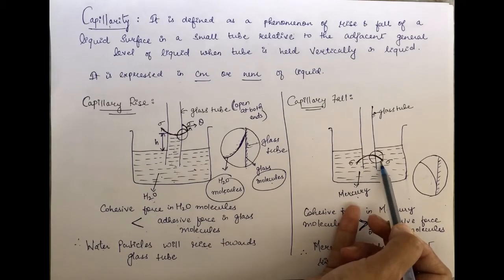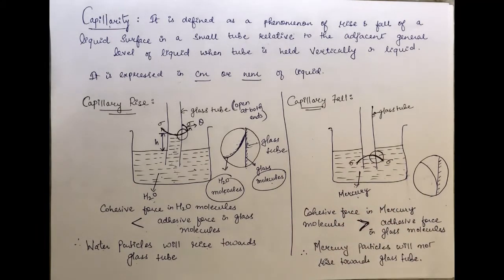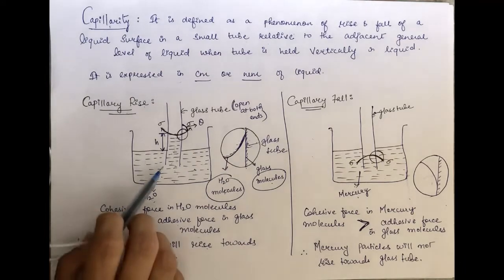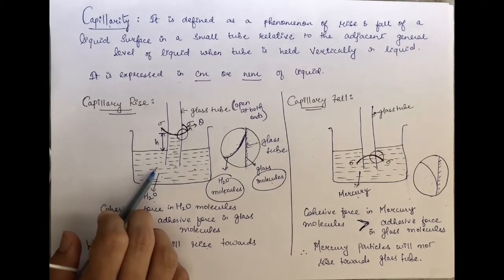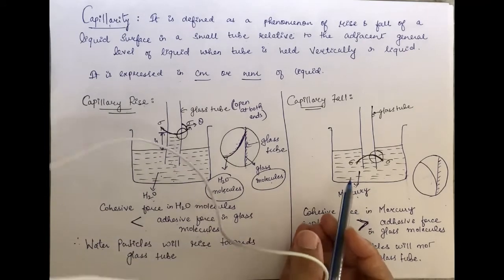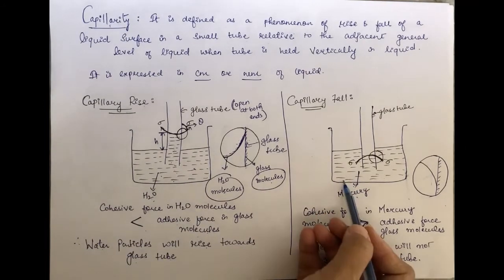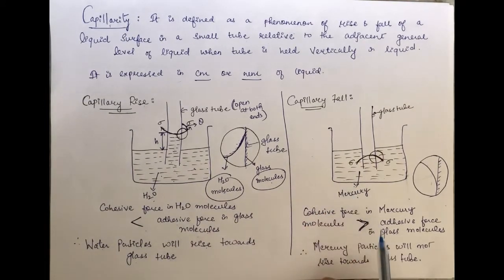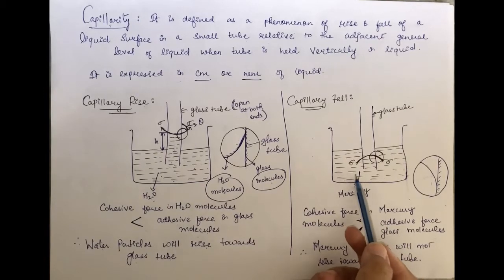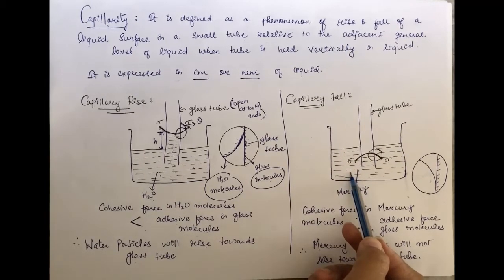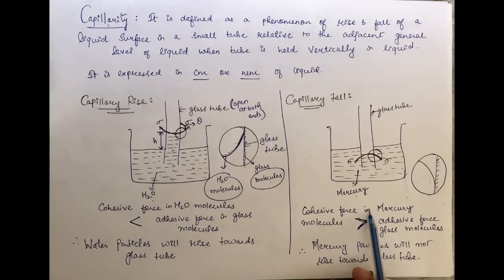One thing to be noted is that capillary fall generally takes place in mercury. So the capillary rise phenomenon takes place in water, while the capillary fall phenomenon takes place in mercury. It is because the cohesive forces, that is the intermolecular attractive forces between the molecules of mercury, are greater than the adhesive forces of the glass molecules.